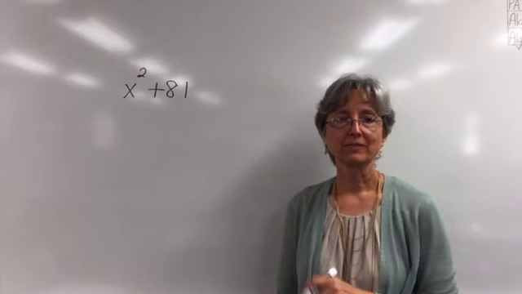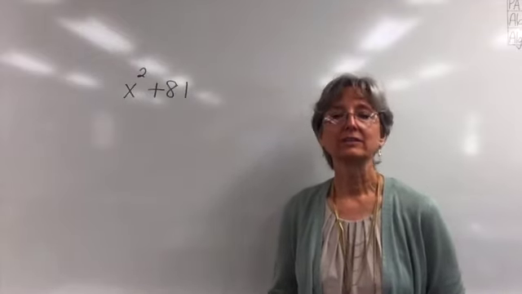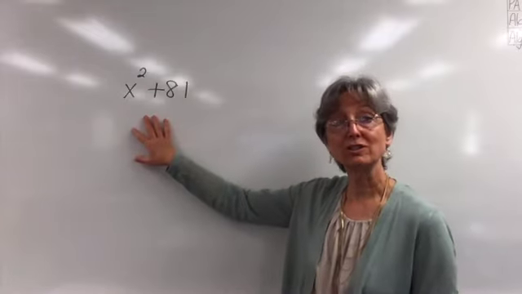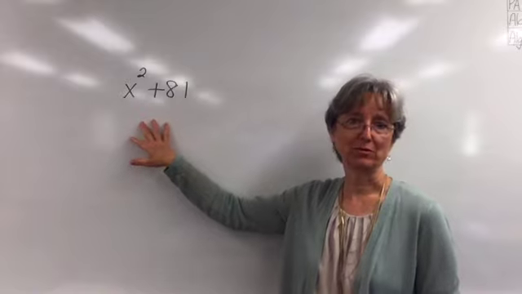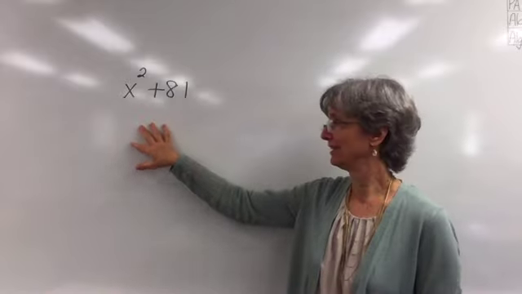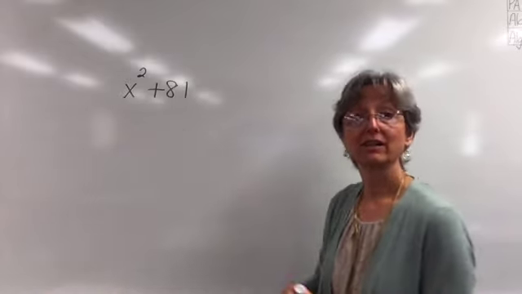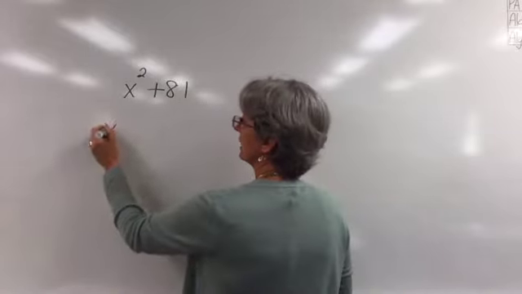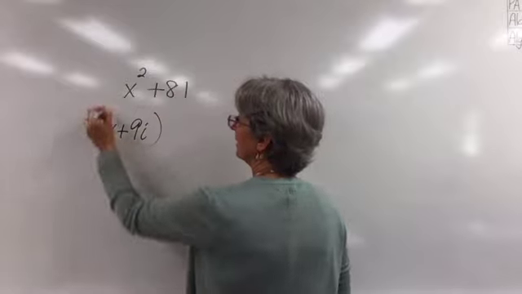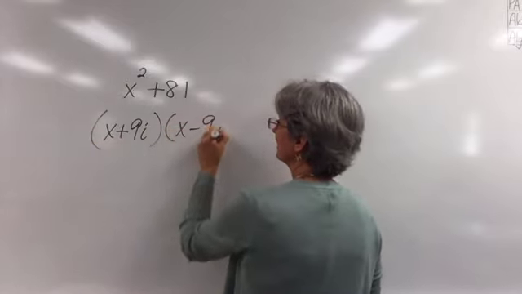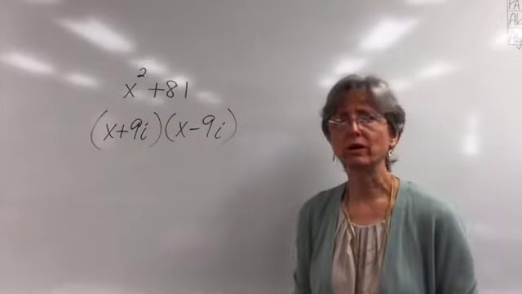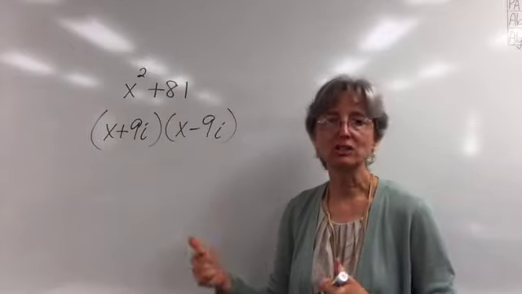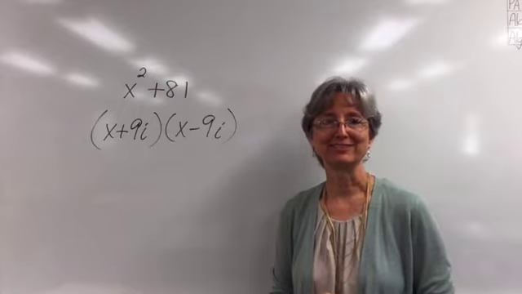Here's another check. Pause, write out your answer. Maybe you can do this in your head. What does this factor out to be? Okay, did you pause it and check? This should be, because the square root of 81 is 9, x plus 9i, x minus 9i. By the way, it doesn't matter which you write first. You could have written x minus 9i times x plus 9i. It's all good, but that's your answer.